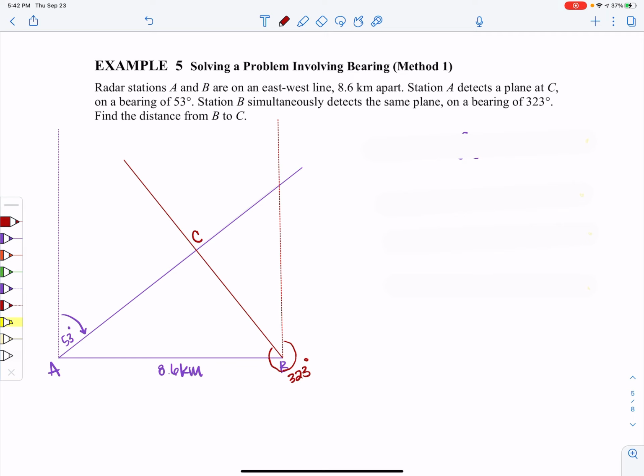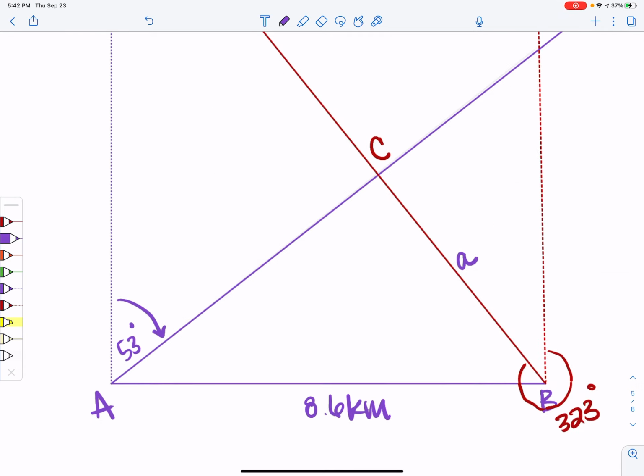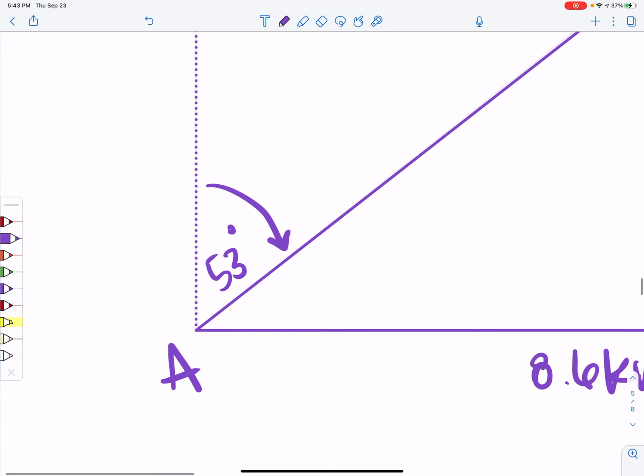All right, so I'm asked, the very last sentence, find the distance from B to C. And since that's opposite angle A, we're going to call that side a. Now, before I can get an equation, I need angles that are on the inside of my triangle. Right now, all of the angles that I have are on the outside of my triangle. And so the first thing that I want you to focus on is this angle right here.